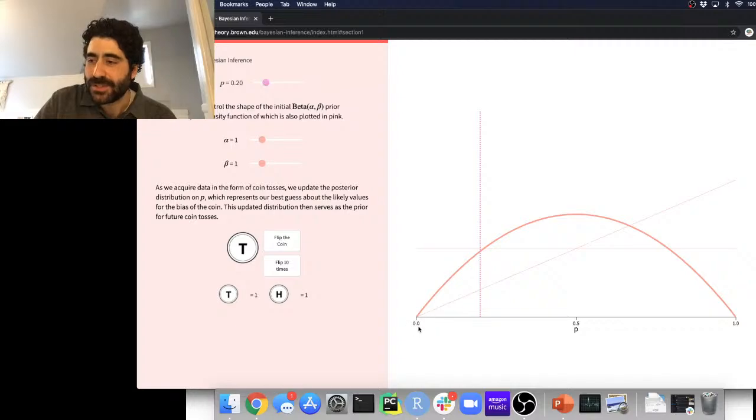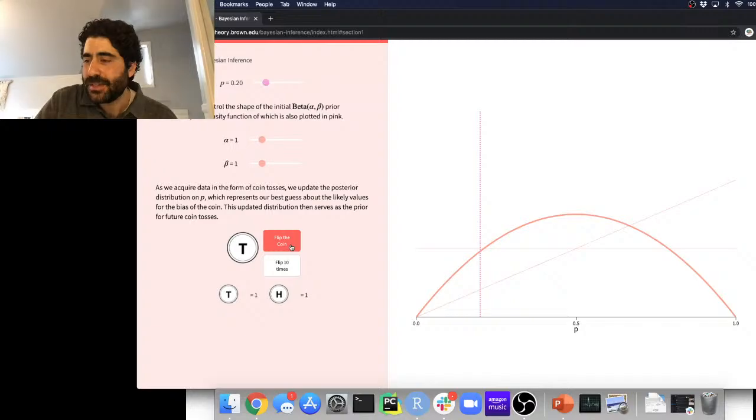We're definitely sure this coin doesn't produce only tails. We're definitely sure it doesn't produce only heads. It's probably somewhere in the middle, right? You can see this curve is kind of flat, meaning we're not really sure, but it's probably somewhere around 0.5. It's very unlikely that it's all the way in the corners here.